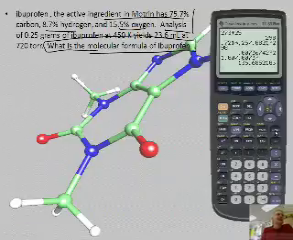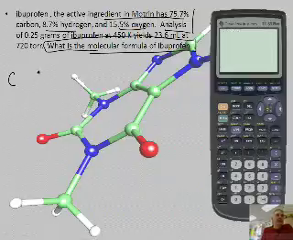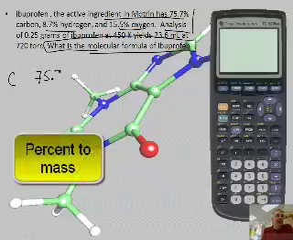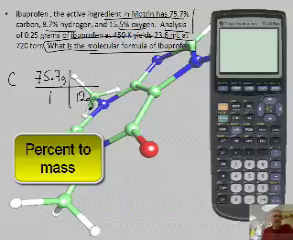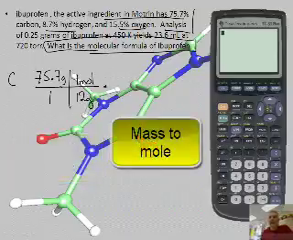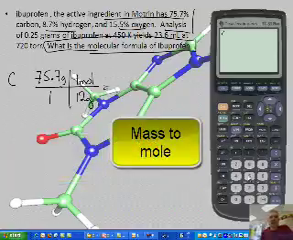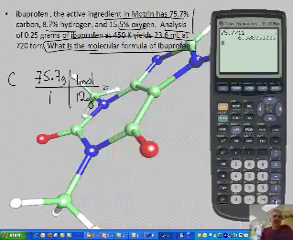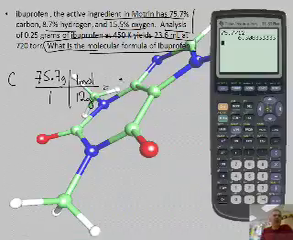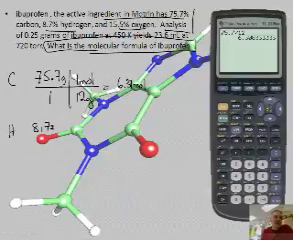Okay, Motrin, 75.7 carbon. So when I say carbon and a percent to mass, I'm going to say 75.7 grams. And I'm going to convert to moles. There's 12 grams in 1 mole of carbon. So 75.7 divided by 12 gives me 6.31 moles. Got that?